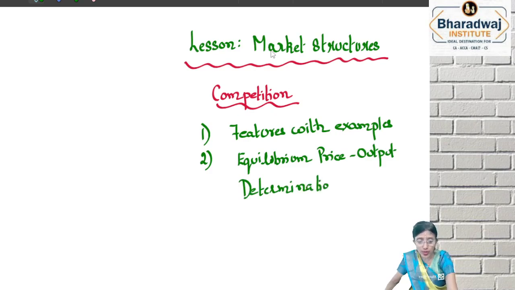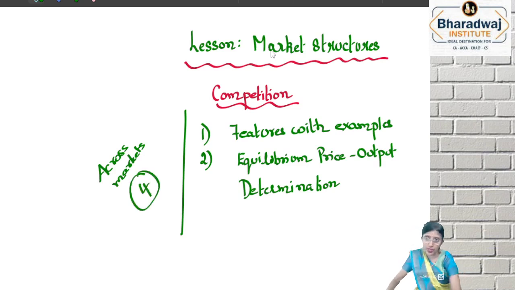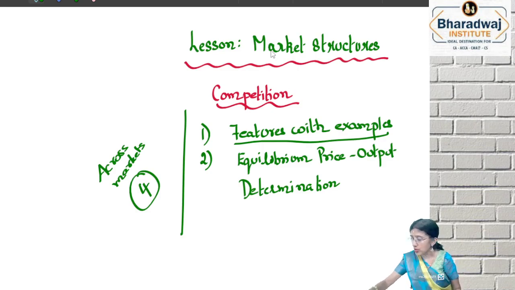So what I'm asking you to do, as an examination tip, is across markets you do this. For all the markets, at least have in mind the four markets where we have graphical representation: perfect competition, monopoly, monopolistic competition, and oligopoly. For these four market forms, first you will study the features with examples. Then across the four market forms, you will study the equilibrium price output determination. That is one of the best ways of preparing for the examination.